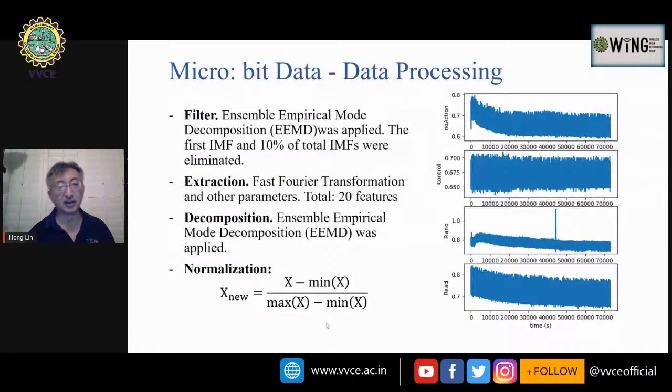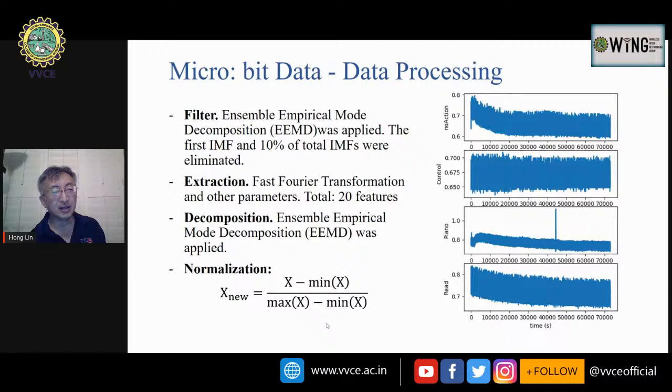After that, we have two choices with the IMFs, intrinsic mode functions, which are the components decomposed by the EMD process. We can either combine the IMFs back into combined EEG data, or we can use the IMFs individually as the raw data for the following process. After the decomposition, we can do the feature extraction. In our study, we extract 20 features. And then, of course, we do the normalization before we split the data for training and testing.